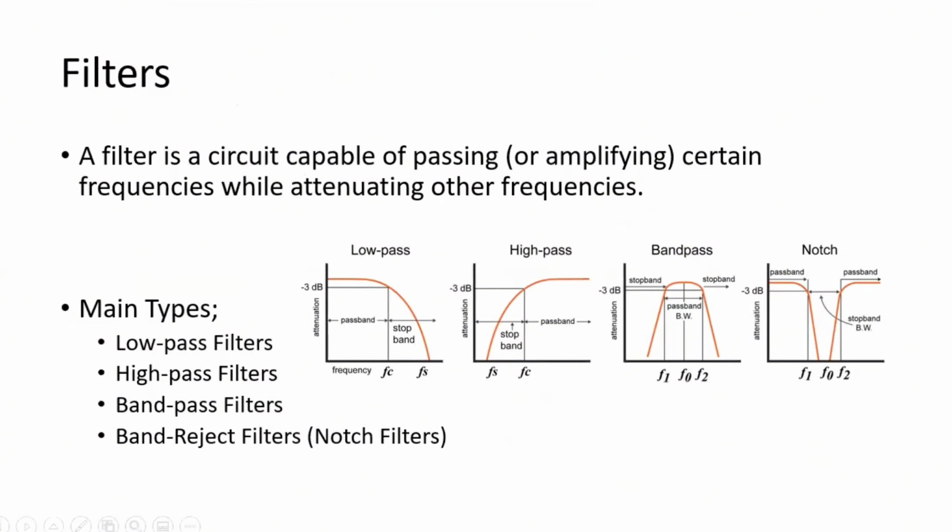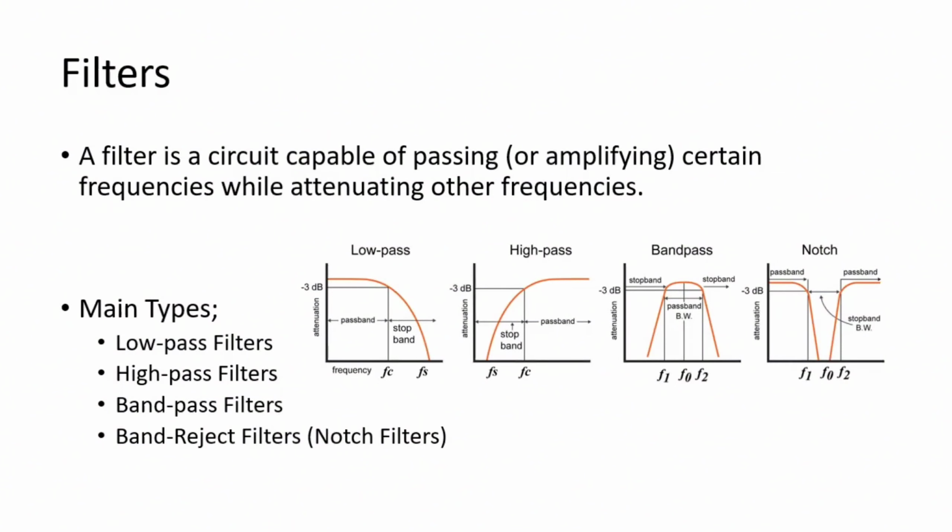Filters. So what are the filters we know, and what are the applications of filters when it comes to electronic system design? What are the concepts of filters when we apply them in our designs? Filters are basically circuits capable of passing or attenuating frequencies. As a definition, a filter is a circuit capable of passing certain frequencies while attenuating other frequencies.